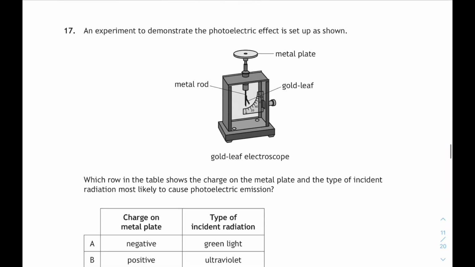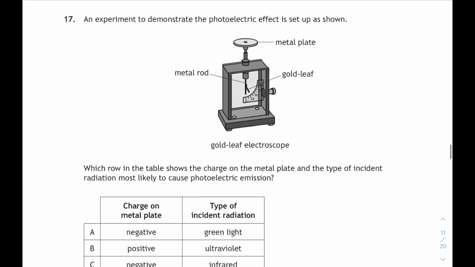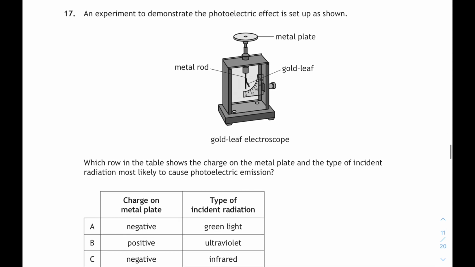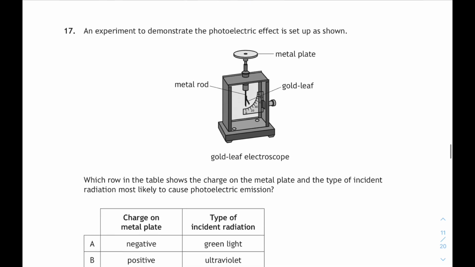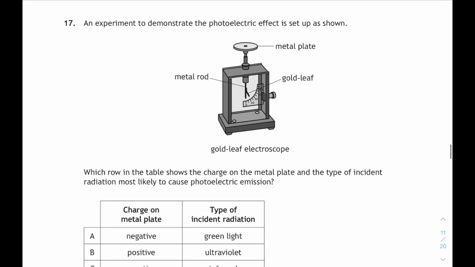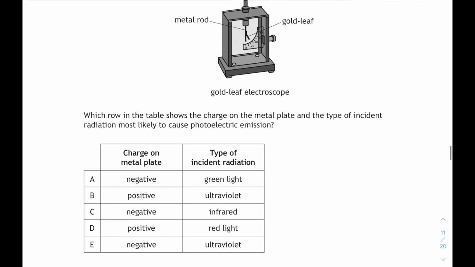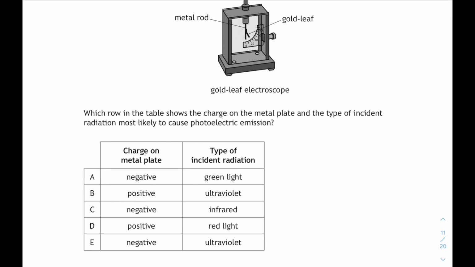Question 17. This is the photoelectric effect. An experiment to demonstrate the photoelectric effect is set up as shown. There's an old-fashioned gold leaf electroscope. The gold leaf will stick out from the metal rod when the metal plate is electrically charged. And we are asked which row in the table shows the charge on the metal plate and the type of incident radiation most likely to cause photoelectric emission.